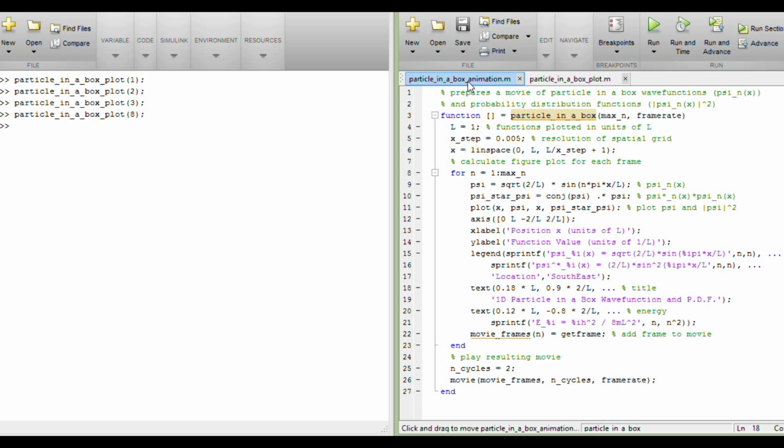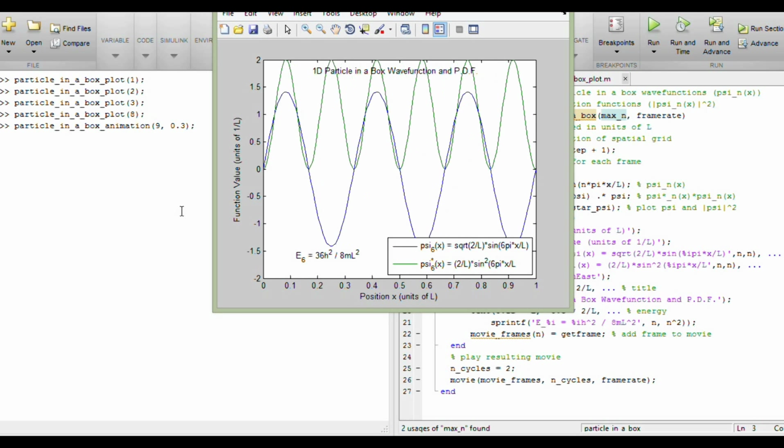So if we just want to take a look at these as they go, I have this other function here, this particle in a box animation script, which takes a bunch of those up from n equals 1 to n equals some max n that I pick, and then makes a movie of those going up. So let's just see what that looks like. Let's go all the way up to n equals 9 and have those frames go about 1 every 3 seconds here.